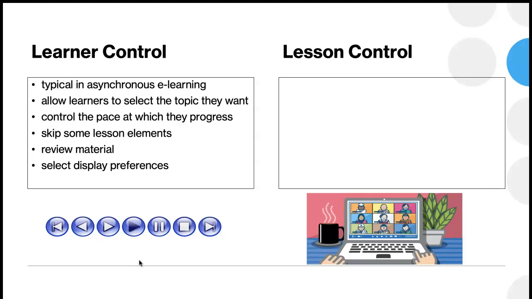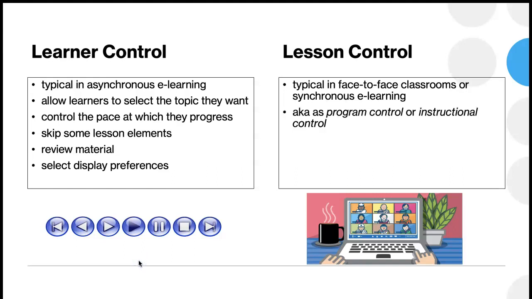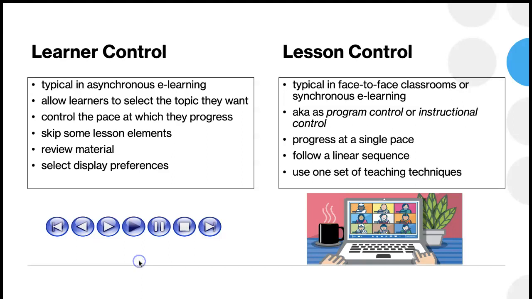Conversely, lesson control, also known as program control or instructional control, is common in most in-person classes and online instructor-led courses. These synchronous courses typically progress at a single pace, follow a linear sequence, and use one set of teaching techniques. This learning design is ideal for those who like to interact with others and participate in teacher-led classes.